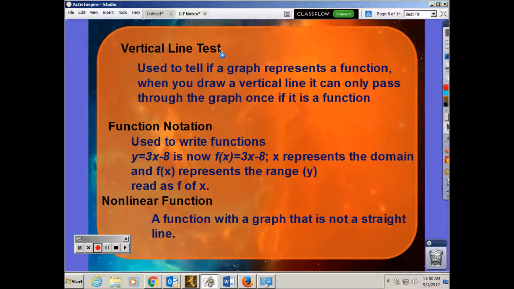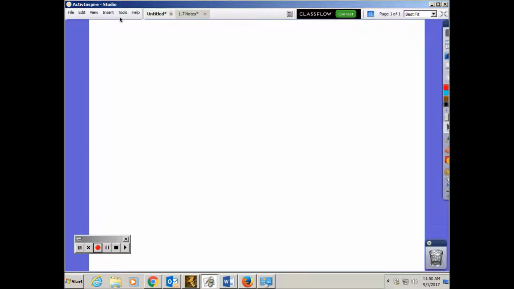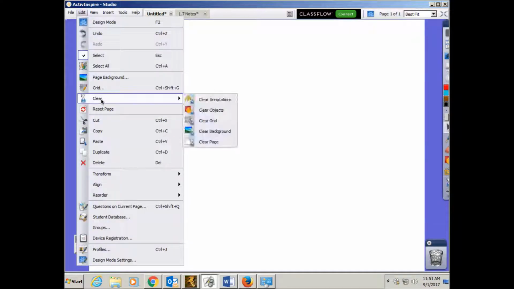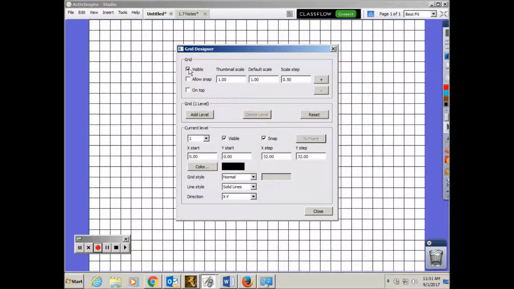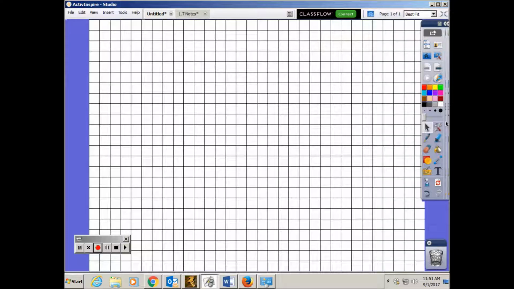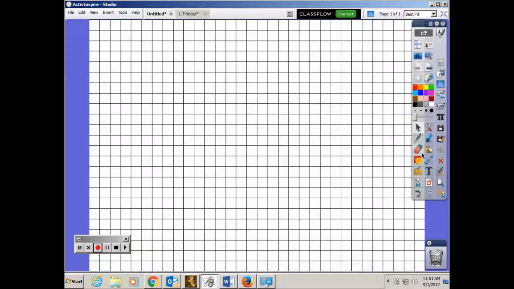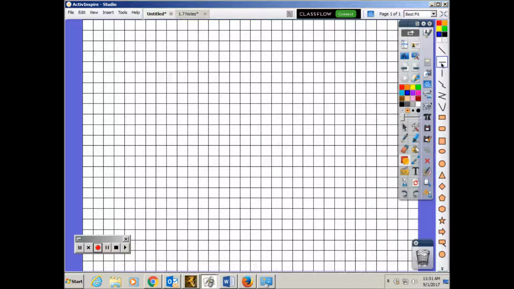Function notation and nonlinear function. A nonlinear function is basically a graph that is not a straight line. So let me talk a little bit about the grid. I want to make an XY coordinate plane, or basically something that'll look really close to it. And this way I can talk a little bit about functions and the vertical line test.